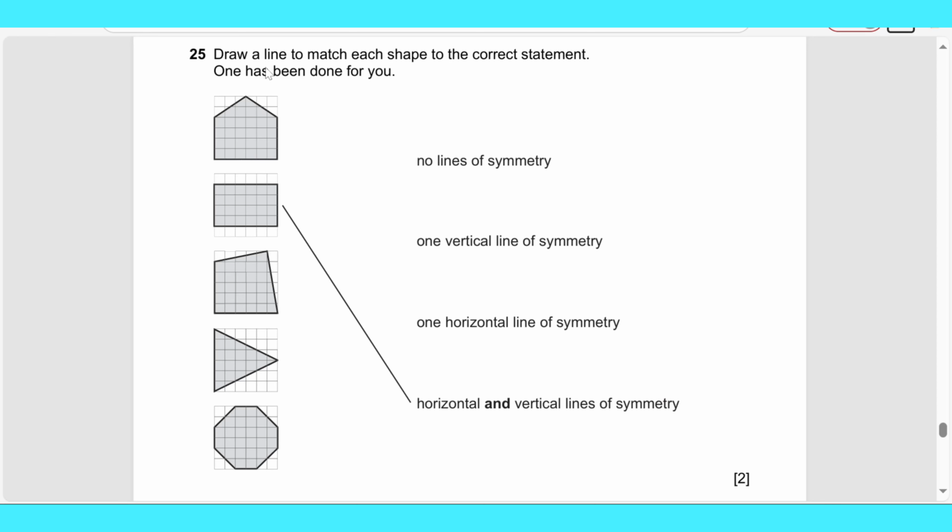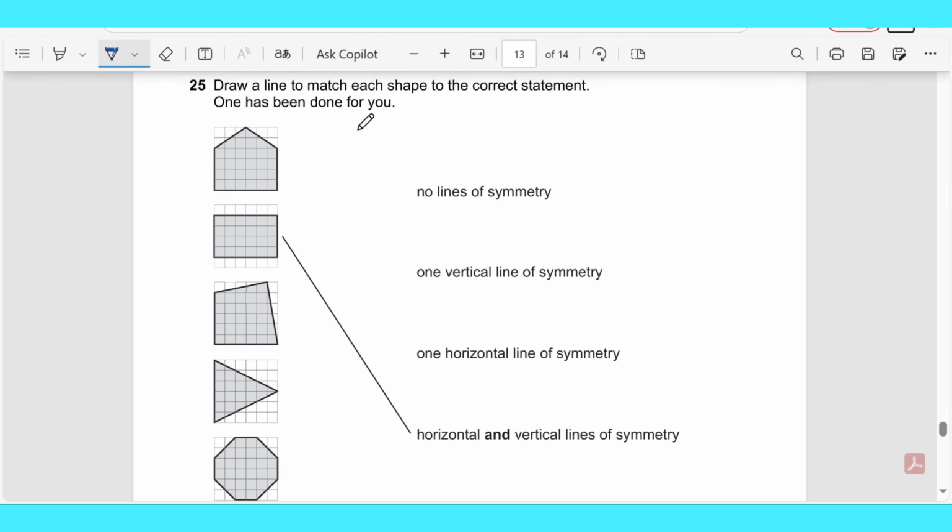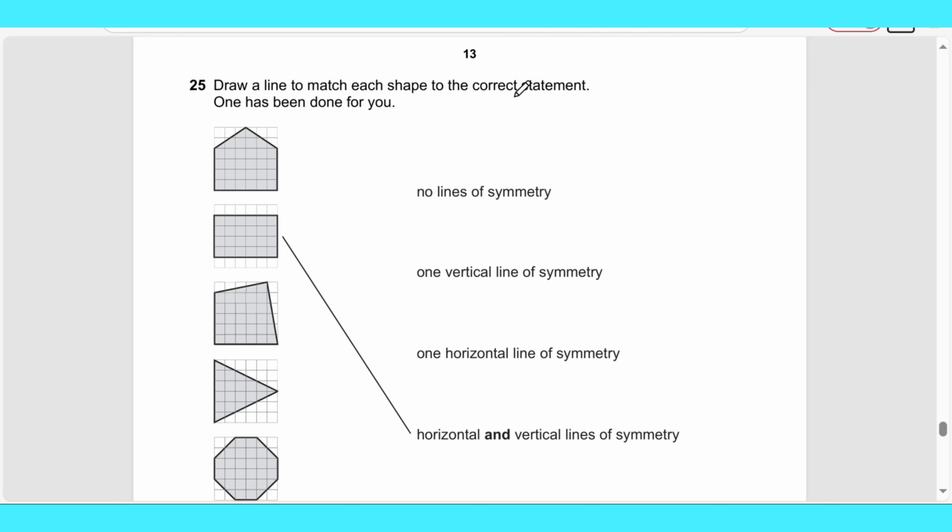Okay guys, number 25. Draw a line to match each shape to the correct statement. One has been done for you here. No lines of symmetry, one vertical line of symmetry, one horizontal line of symmetry, horizontal and vertical lines of symmetry. So if you need some more time, please pause this video.